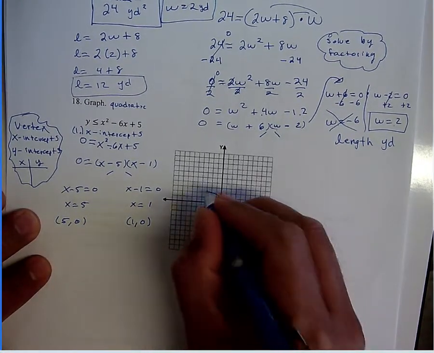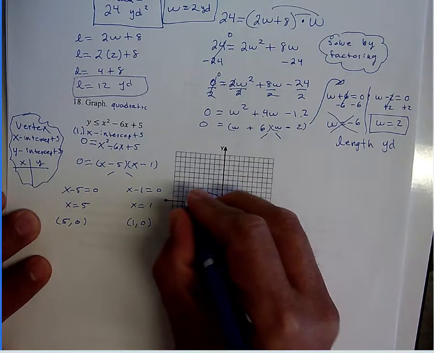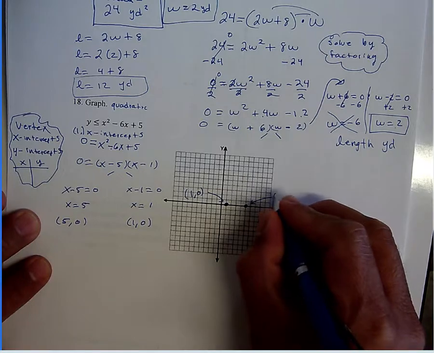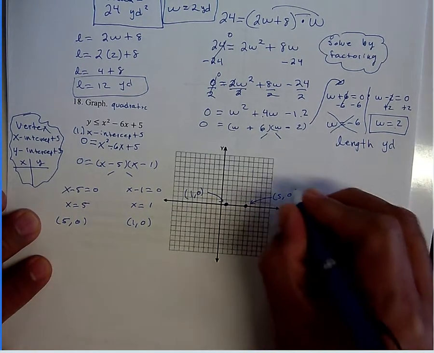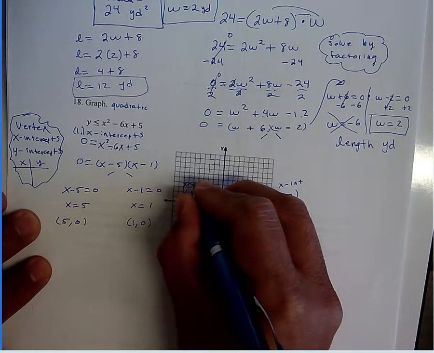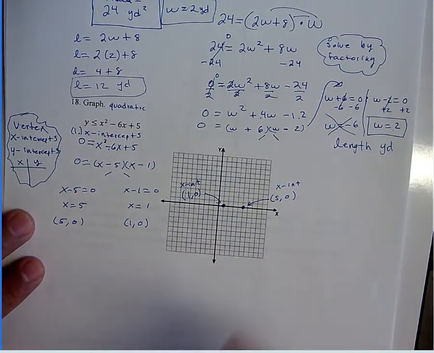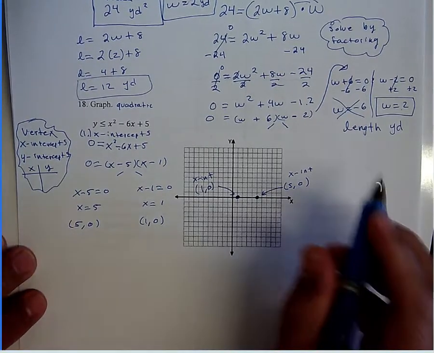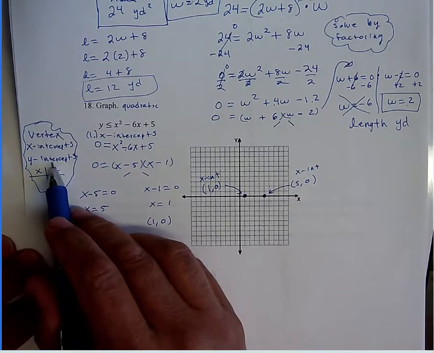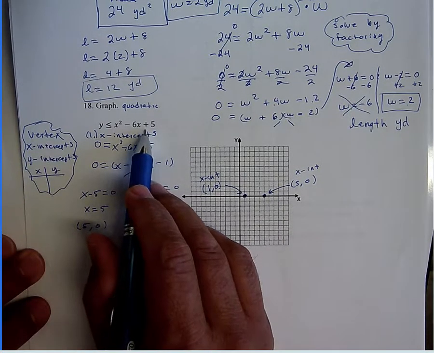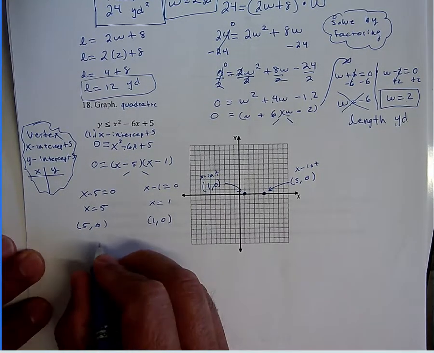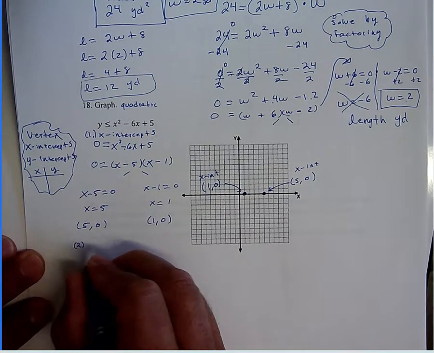So again, this is 1, 0, and this is 5, 0. These are the x-intercepts, or the roots, or the zeros, or the solutions. Those are the names. Now, what do we need to graph? What else do we need? We need the y-intercept, and that's given to us here. Let me see if it's given to us. Yes, right there. So, second thing, y-intercept.